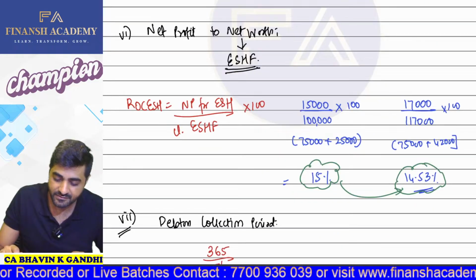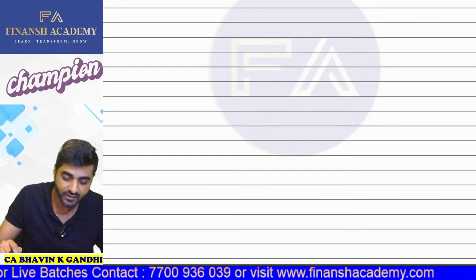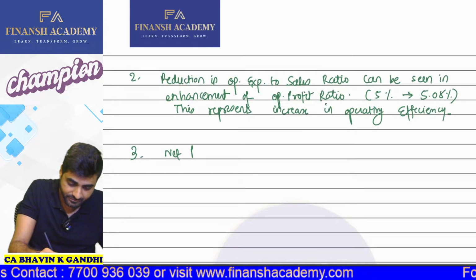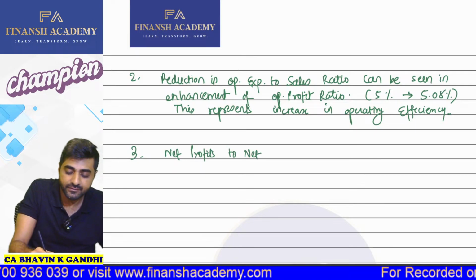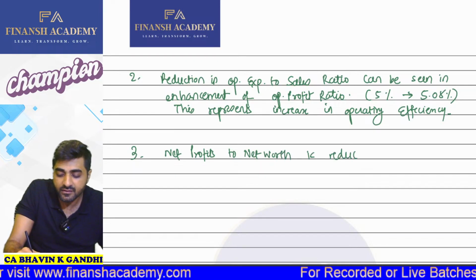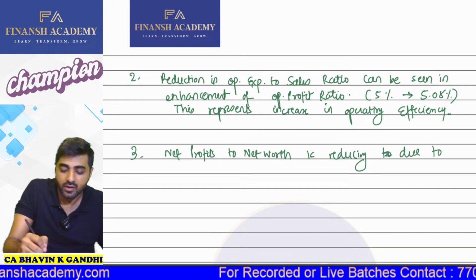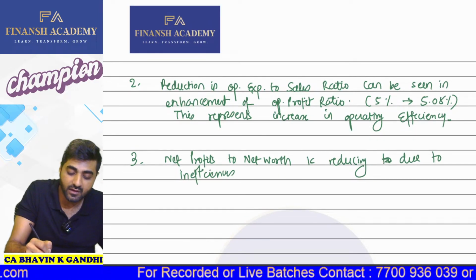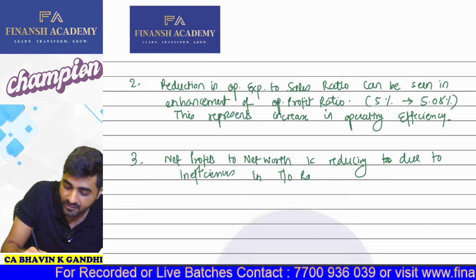So my dear students, here in the analysis part, I will write down: net profits to net worth is reducing due to inefficiencies in turnover ratios.